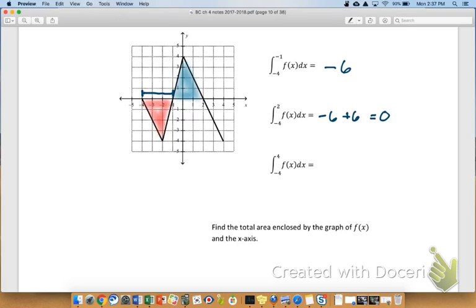It's not true at all. What's the sum of the red area and the blue area? 12. But if I said, what's the definite integral from -4 to 2, and said that that was 0, that would actually be true because I'm accumulating a bunch of negatives, and then I'm accumulating a bunch of positives, and then I'm adding the results, getting 0.